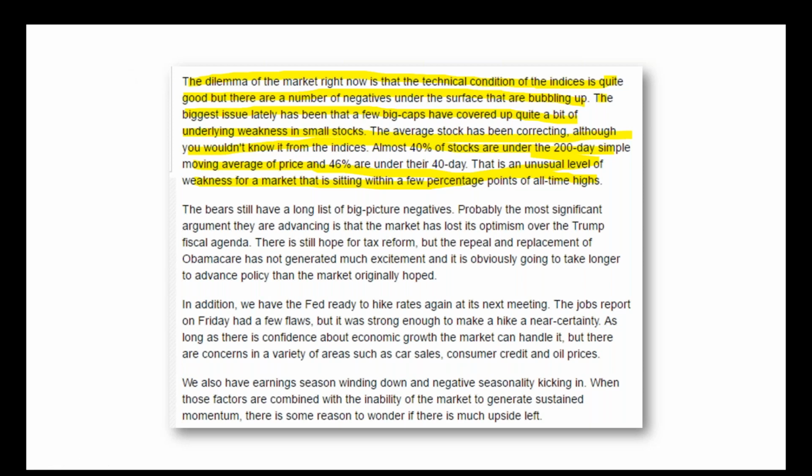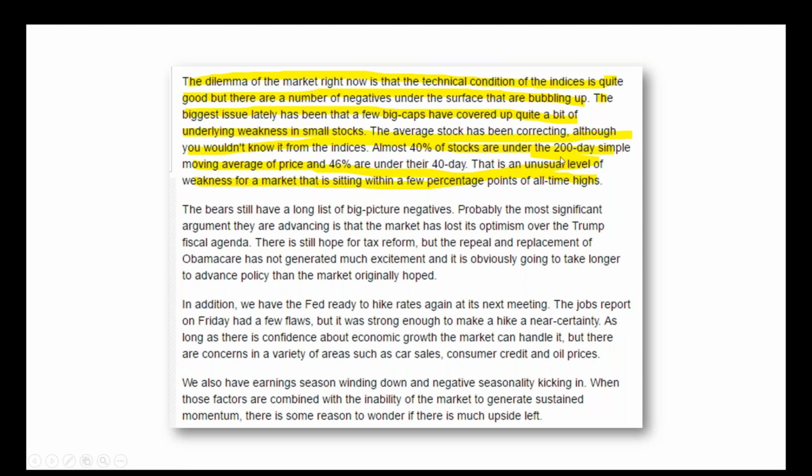This is where you start to see the danger in the market, because the S&P 500 and the Dow are weighted. You understand that it's weighted. So those big stocks, if they're doing well, will hide the weakness of all the other stocks underneath doing poorly. The average stock has been correcting, although you wouldn't know it from the indices. You look at the indices and it says the Dow and the S&P 500 are going up, but most of the stocks are correcting or down.